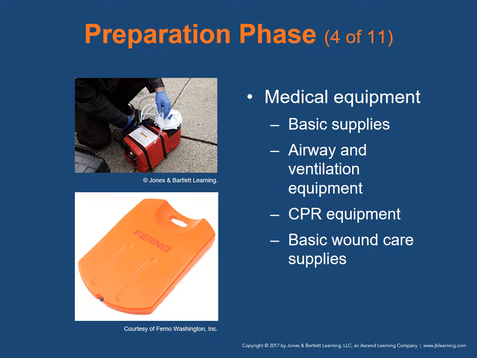Medical equipment, we have basic supplies, airway and ventilation equipment. A lot of it you're already familiar with at this point: the nasal cannula, non-rebreather, BVM, the suction unit, you can see. So we want to make sure not only that we have that stuff, but that it's in working order. Of course, that we have good batteries for the suction unit. We're going to test that out, make sure we have good suction, make sure that it's clean, make sure that we have a new canister, new tubing, new suction catheter.